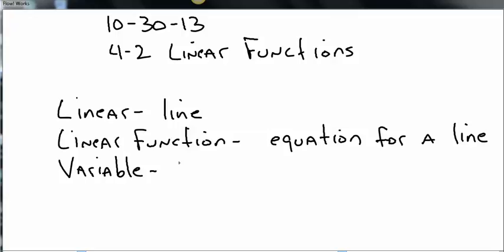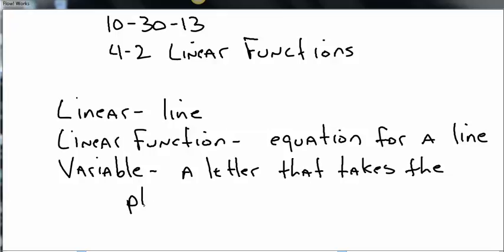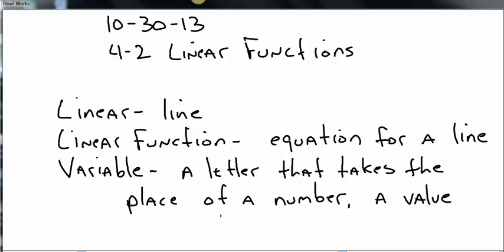Dan? It's a symbol. A letter that takes the place of a number? Can we call it a value you're trying to find? A value you are trying to find or determine?